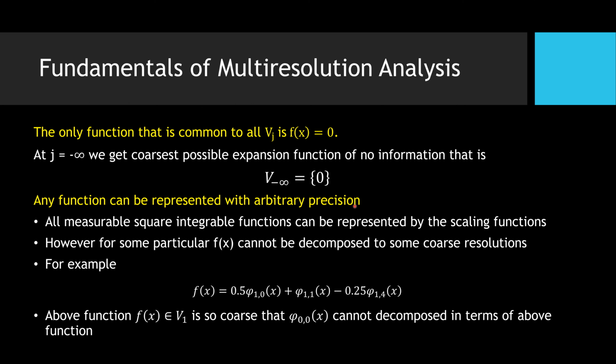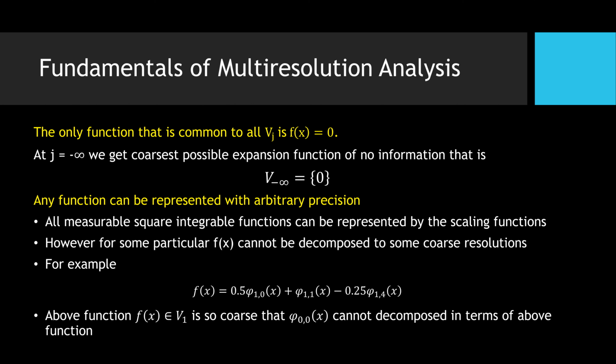The last and final rule is that any function can be represented with arbitrary precision. All measurable square integrable functions can be represented by the scaling functions. However, some particular f of x cannot be decomposed into coarse resolutions. For example, take f of x belonging to V1, that is 0.5 psi 1,0 of x plus psi 1,1 of x minus 0.25 psi 1,4 of x. We can't decompose psi of 0,0 of x in terms of this f of x, since it is too coarse to represent psi of 0,0 of x.